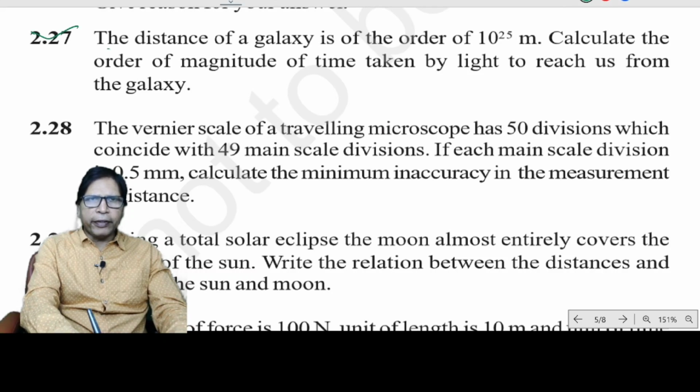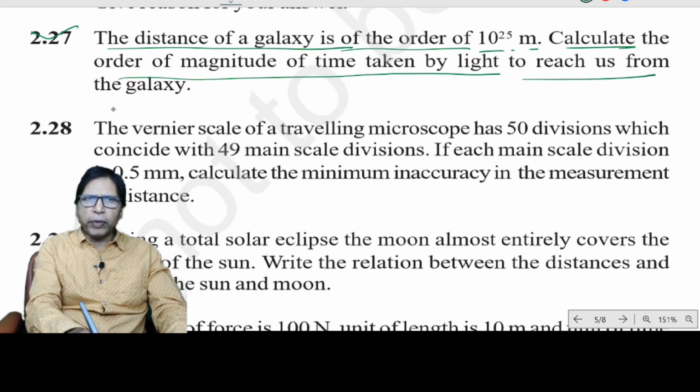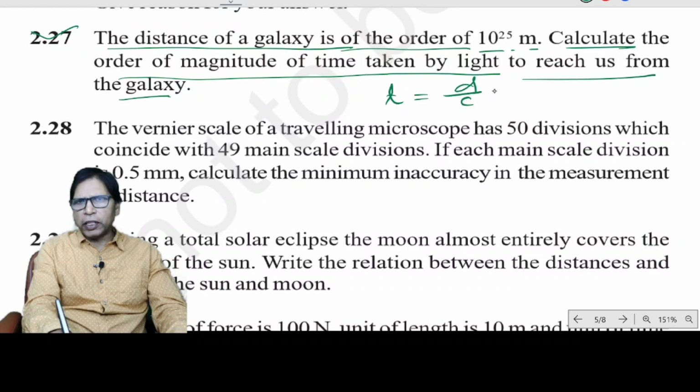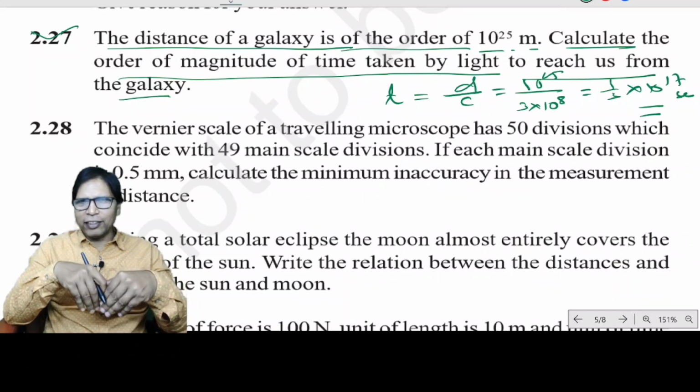Now 2.27. The distance of a galaxy is of the order of 10 to the power 25 meter. Calculate the order of magnitude of time taken by light to reach from the galaxy. Time taken t equals distance by speed, which is 10 to the power 25 divided by 3 into 10 to the power 8. So it is 1 by 3 into 10 to the power 17 second, the time required for light to reach our earth from the galaxy.